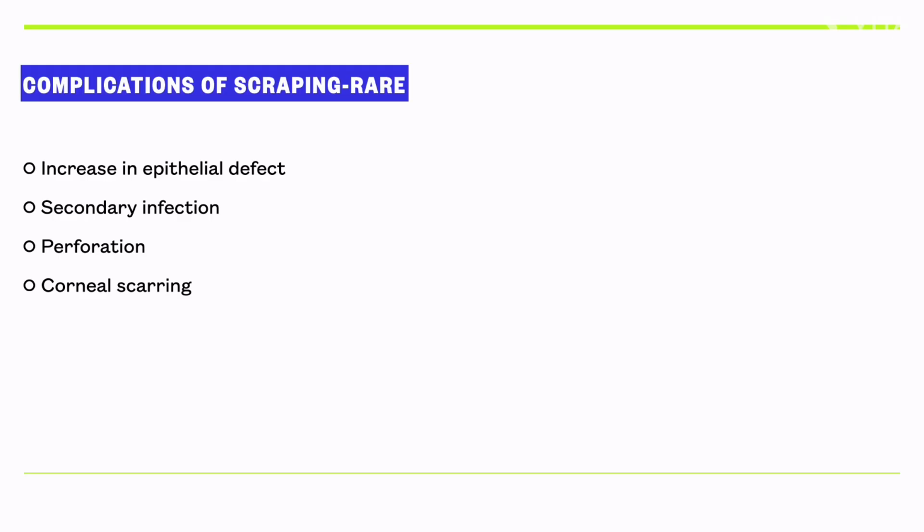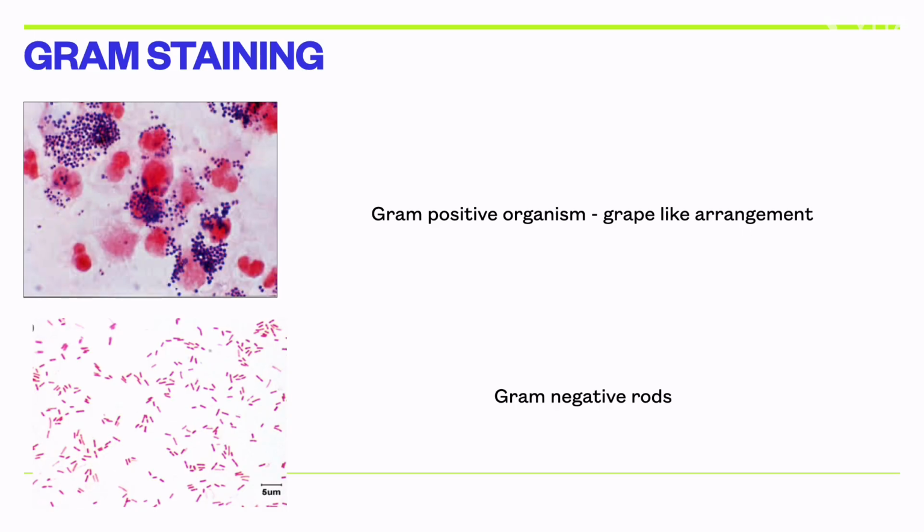Therefore, scraping should be gentle, targeted, and performed with careful assessment of corneal thickness and structural integrity. Now, Gram stain is an early guide and helps in rapid classification of bacteria. Gram-positive organisms retain crystal violet and appear purple, often as cocci in clusters or chains.